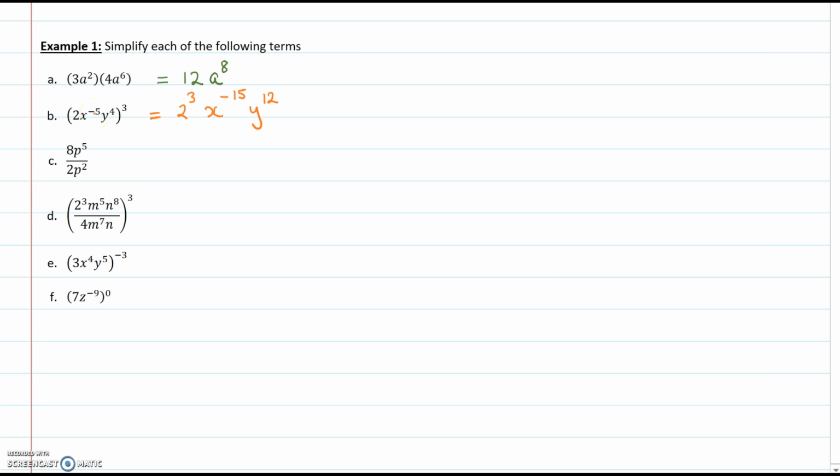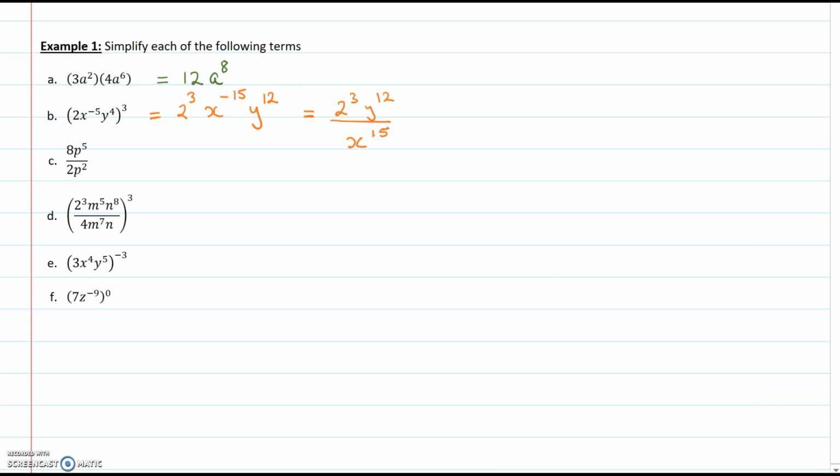Now we're not quite finished here, because the x is a negative power, and we don't generally want negative powers. At least in this section of the book we don't want negative powers. Later on in math it may be necessary to have negative powers, but not right now. So if a piece has a negative power, we just move it to the bottom of a fraction. So we're going to create a fraction this time because we don't have one at the minute. We're going to create a fraction, and the bit with the negative power is going to be on the bottom of that fraction. So it's going to be 2 to the third, y to the power of 12, and on the bottom, x to the power of 15. Okay?